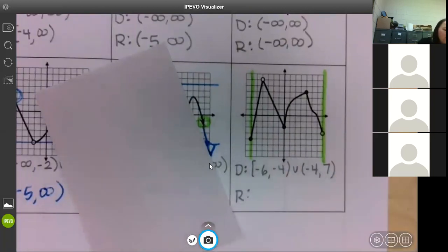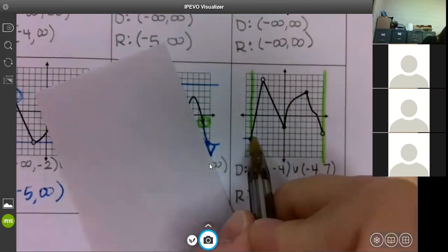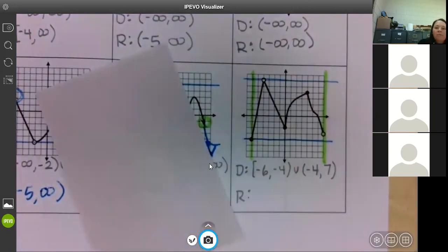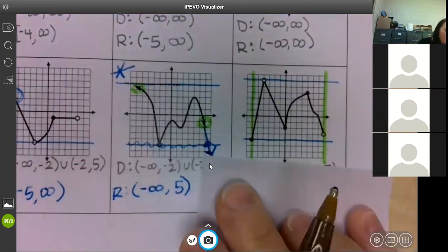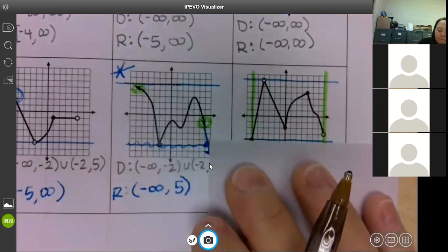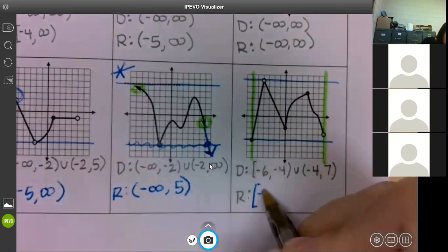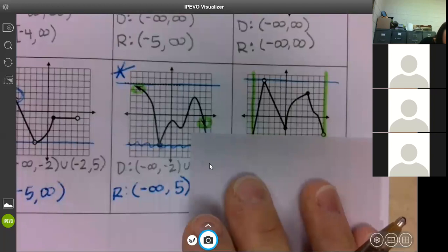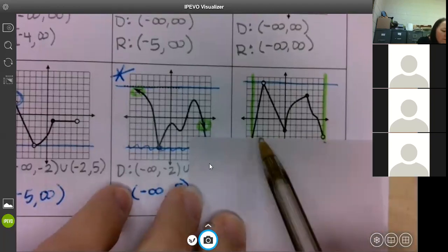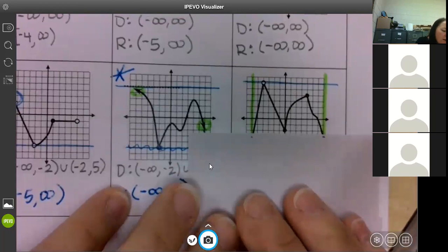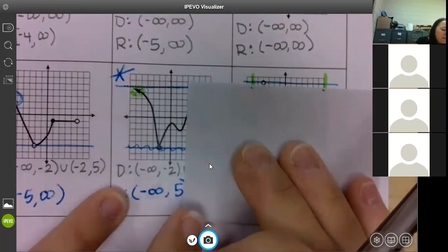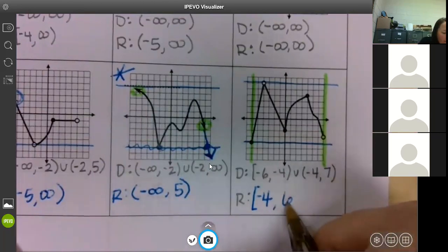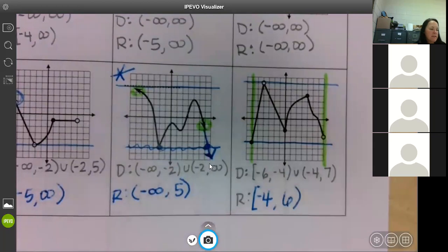For your range, we're going top to bottom or bottom to top. Here's our bottom point. There are no crazy arrows messing us up, so it is strictly bottom to top, nothing crazy. What is my lowest point? -4. And it's included because it's solid. As we go up, we see an open point right here, but we have a solid point touching as well, so we just ignore it and keep going up until we get to this open point at what? 6. And it's an open point, so we do parentheses.